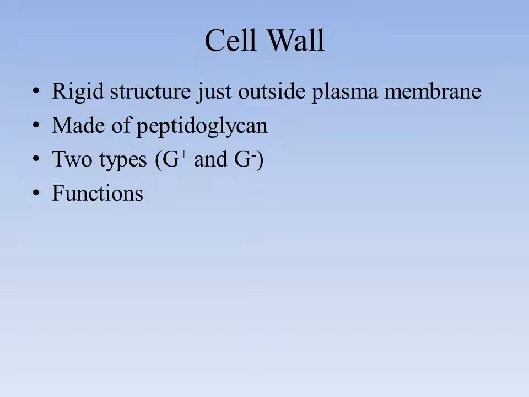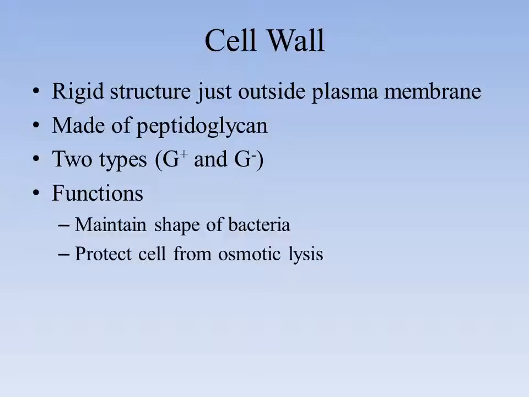So the functions of the cell wall are mainly to maintain the shape of bacteria. Bacteria have the shape they have for a reason, so the shape needs to be maintained. And also protect the cell from osmotic lysis. So if a bacterium found itself in an environment where there was a sudden decrease in solutes, like if you put a bacterium into DI water where there's nothing but water in there, a lot of cells, like our red blood cells, would quickly lyse. They would burst open because the water would rush into the cell and the cell would lyse.